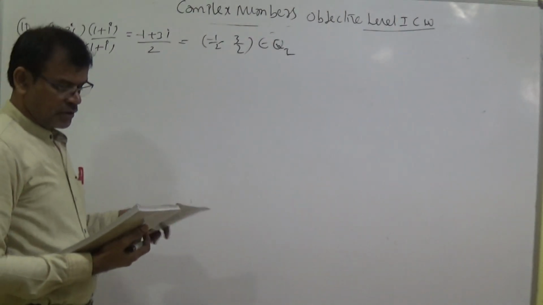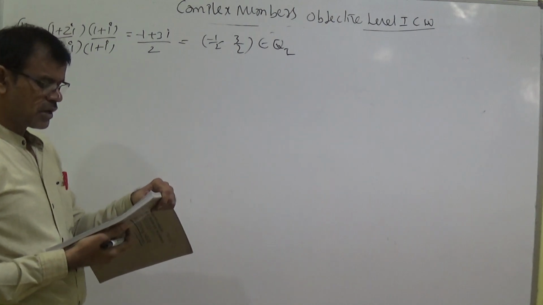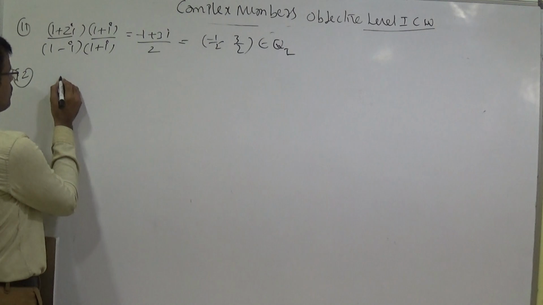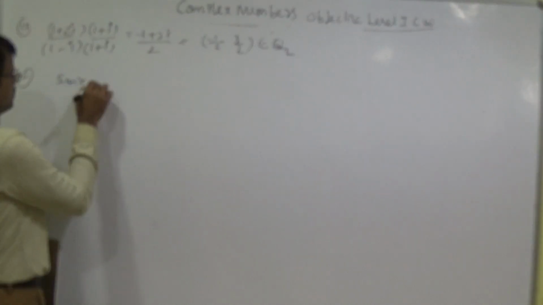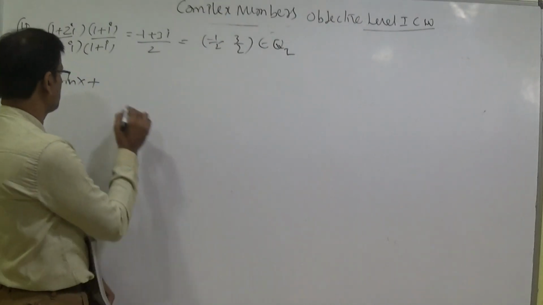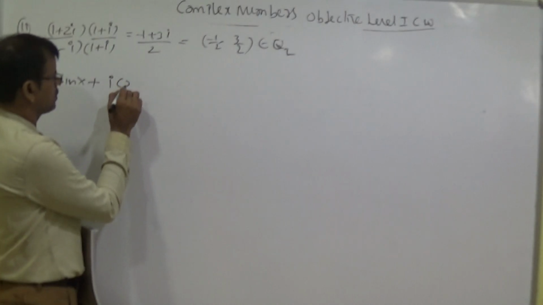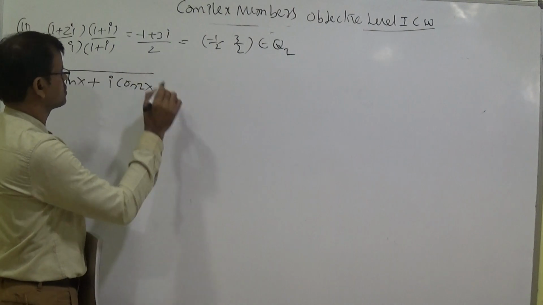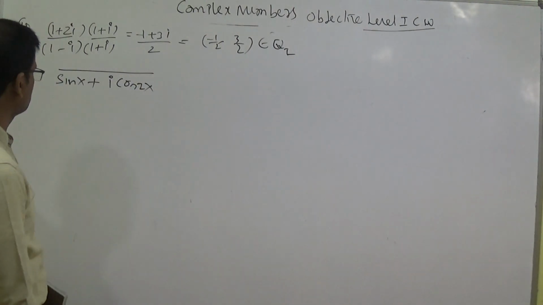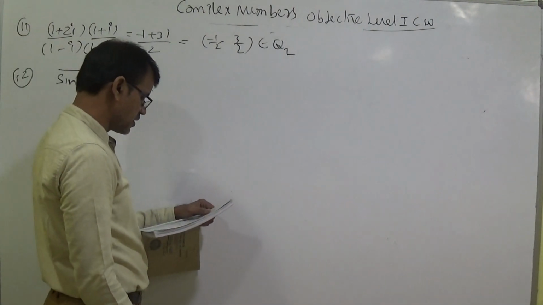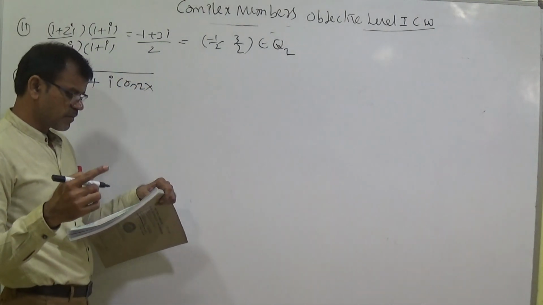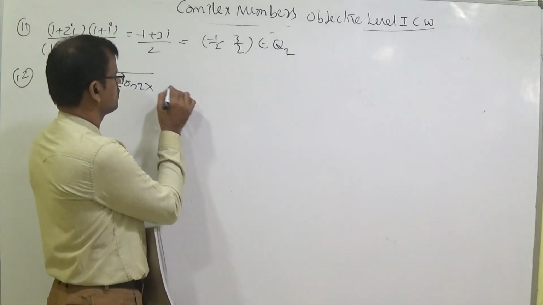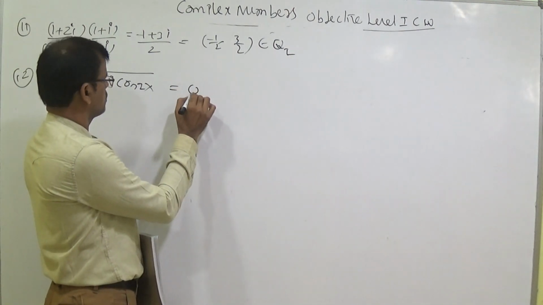12th one. If sin x plus I cos 2x and cos x minus I sin 2x are conjugate to each other, then what is the value of x? Write like this: sin x plus I cos 2x. General notation. Our complex number should start with real cos and imaginary sin. Sin x plus I cos 2x, and he is asking cos x minus I sin 2x are conjugate. So this bar is equal to this one.